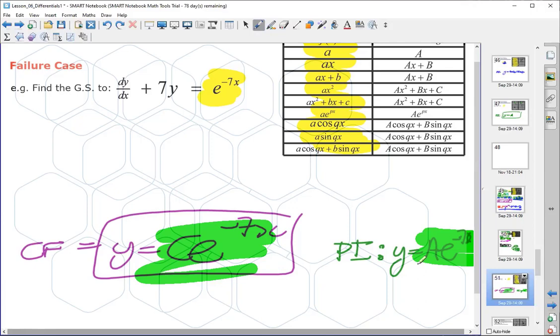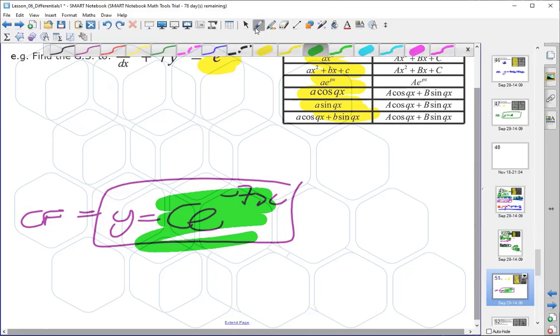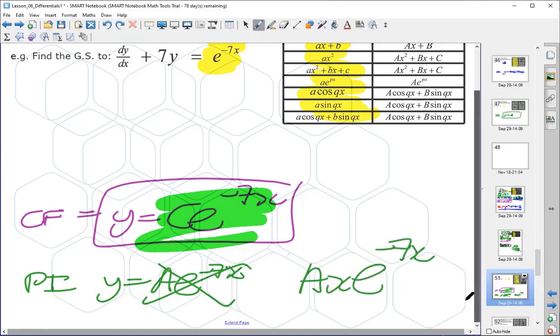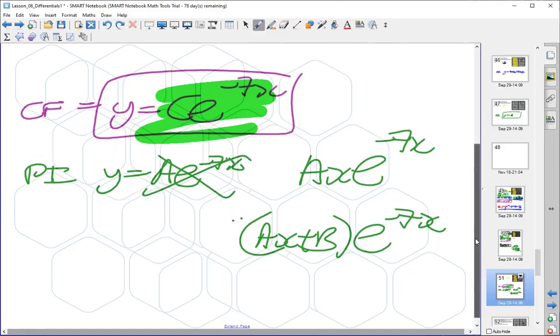So what happens now? Unfortunately, things go really messy now. What you have to do is start scrabbling around for other guesses for particular integrals. The particular integral is still going to be something like a e to the minus 7x, but it can't be a e to the minus 7x. So it could be ax e to the minus 7x, or it could be ax plus b, e to the minus 7x. It's going to have to be more complicated than just having an a in there. You're going to have to do it until you find one that works. There's no shortcut for it.